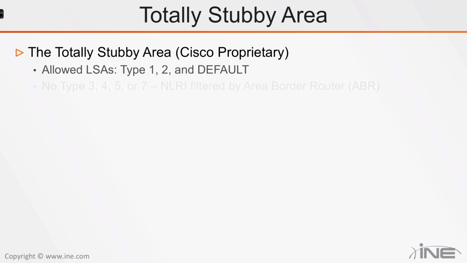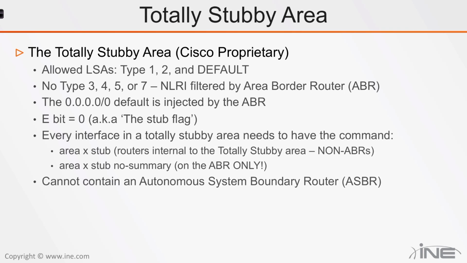So what's different about the totally stub when compared with the stub? With the totally stub, the only LSA types we're going to see are type 1, type 2, and the default, which is going to show as an OIA, right? So there will be no type 3s, with the exception of the default, no 4s, no 5s, no 7s. So type 1, type 2, and the default. And again, that network layer reachability information is filtered by the ABR for the 3, 4, 5s, and 7s.